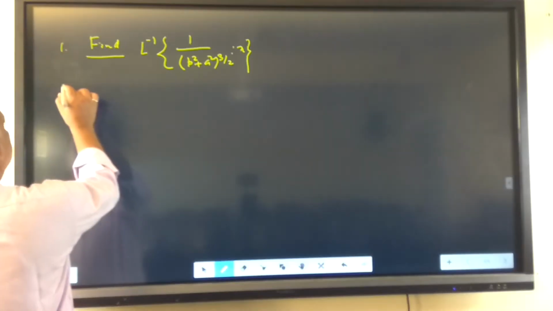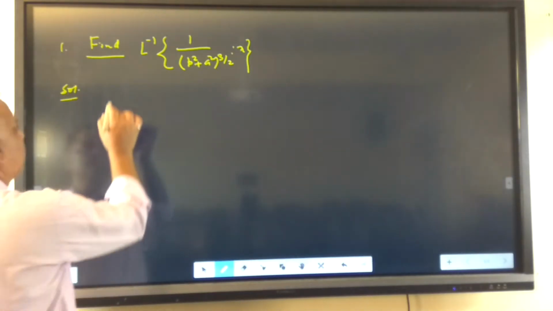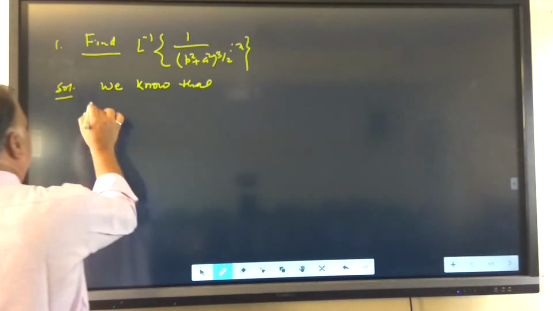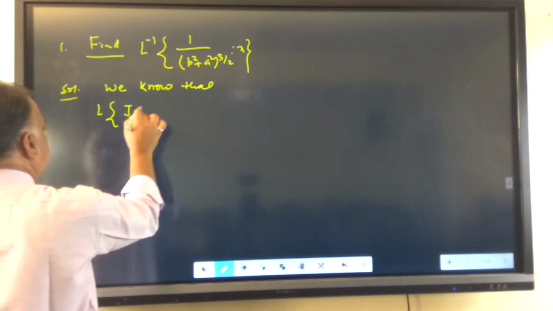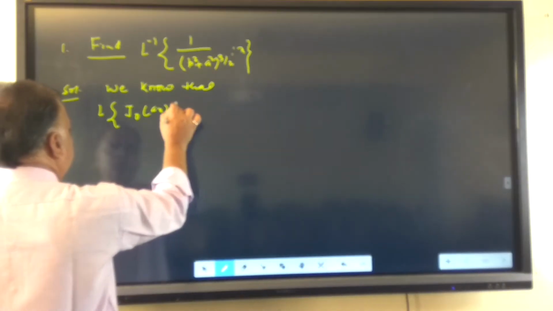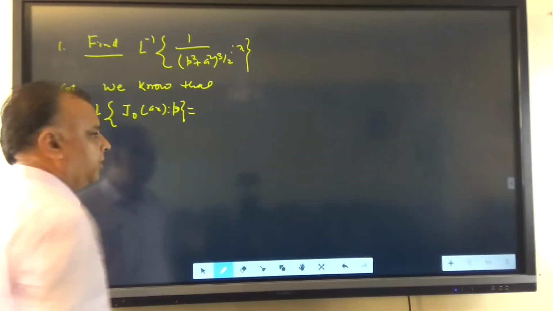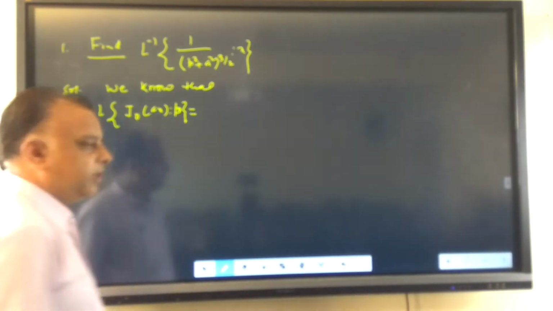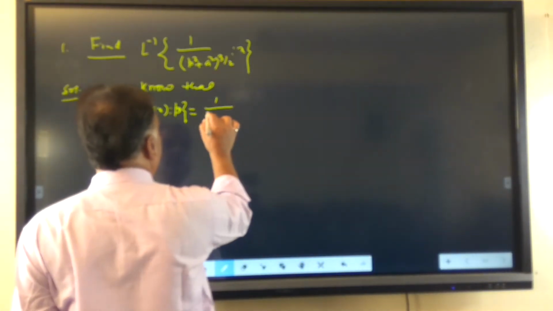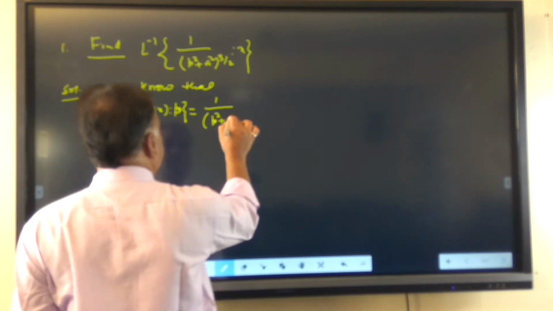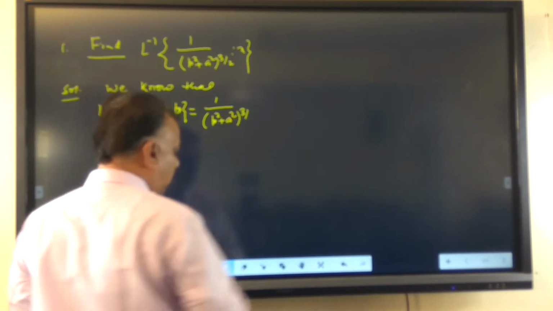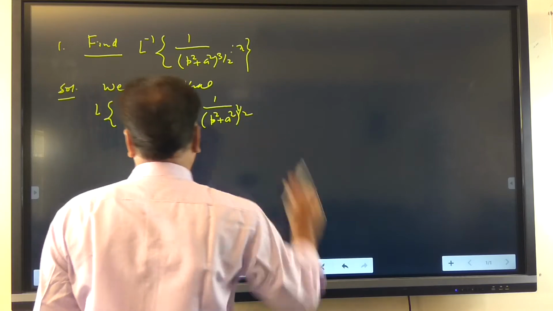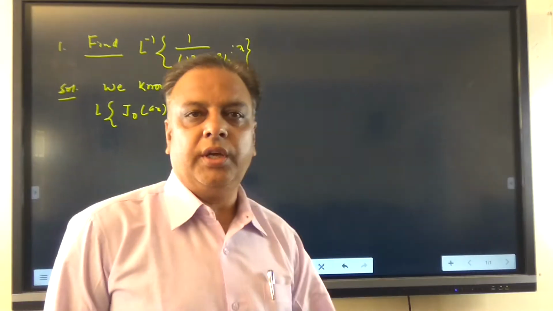First, we know that the Laplace transformation of J0(ax) with respect to p is a standard result, and we know that the Laplace transformation of this one is 1 upon (p square plus a square) whole raised to 1 by 2. This is the Laplace transformation of J0(ax).